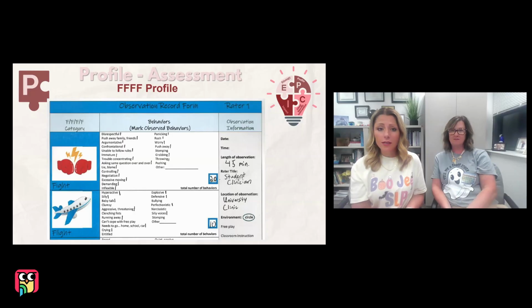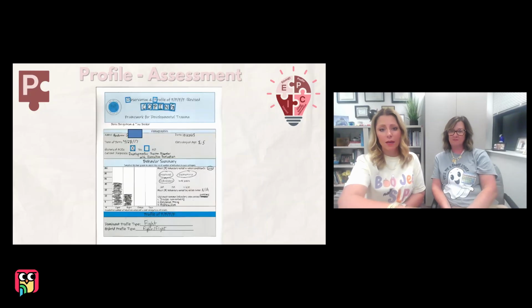So if you see that he has several tally marks on lots of different fight kind of behaviors, such as being disrespectful, he was argumentative, unable to follow rules, he was controlling, lots of excess moving, inflexible. Those are just a few. And then flight, he's hyperactive, he was silly, used some baby talk, was aggressive or threatening, does some running away. That's also in his history, and crying and silly voices. So those 2 showed up as his primary dysregulated behaviors.